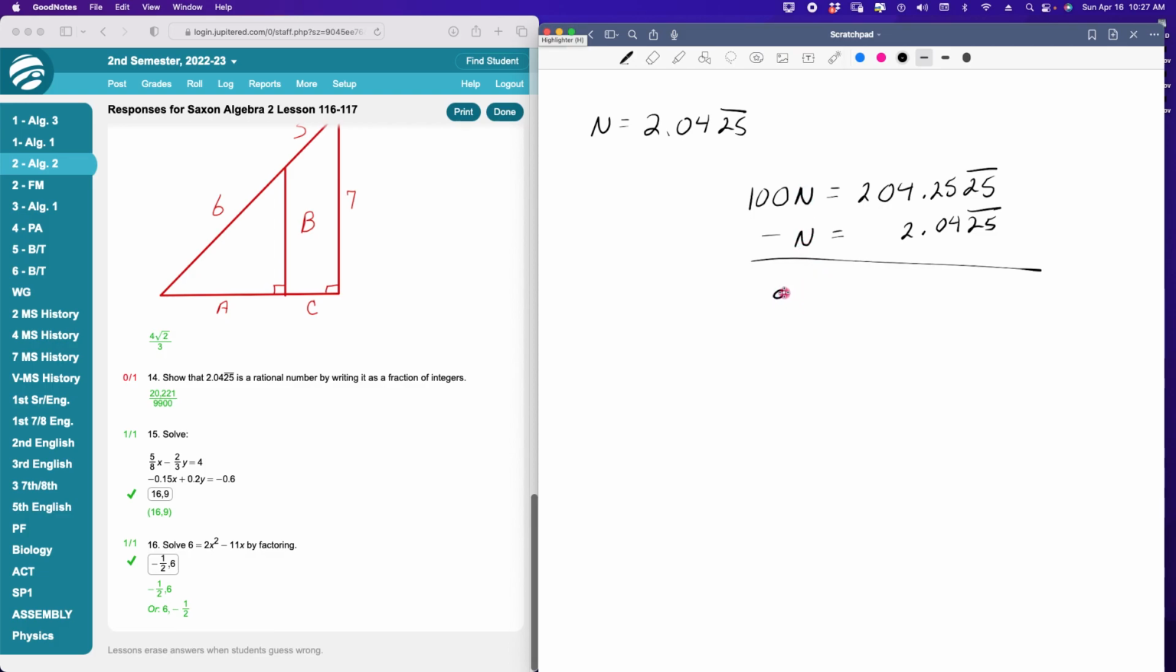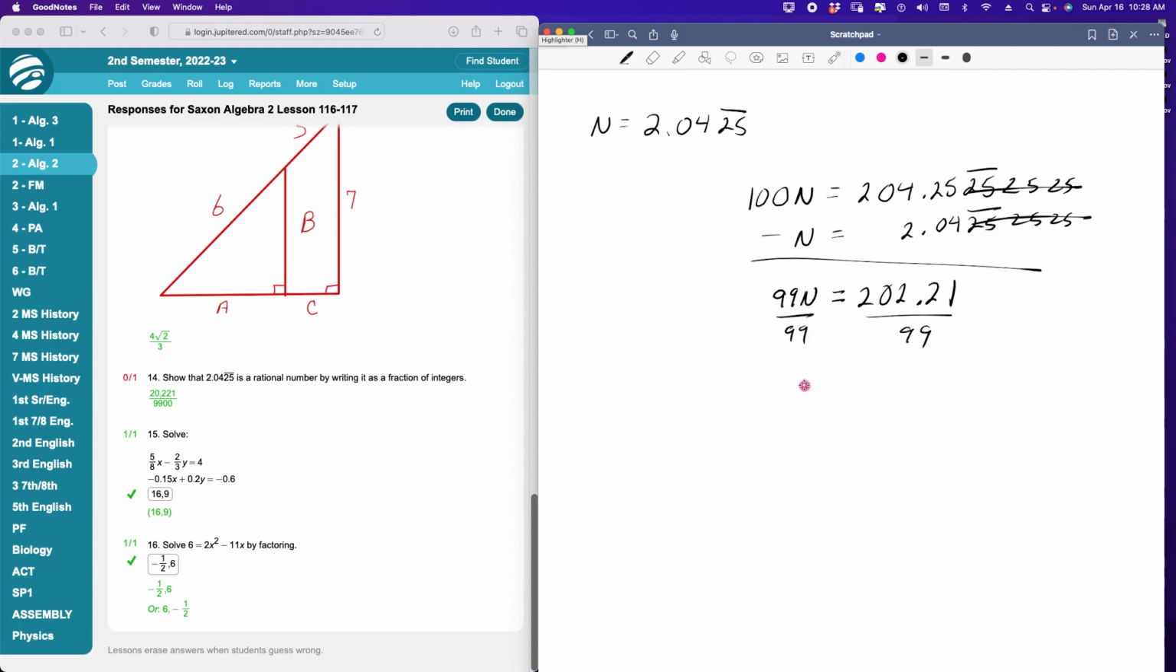So when we subtract here, we get 99 times n is equal to these. If we were to continue to write the repeating part, it would be like this. Right? So the 5s would be on top of each other, the 2s would be on top of each other, the 5s, the 2s. So because the repeating decimals line up exactly, they go away. They cancel each other out. So the only subtraction we have to do is right here. So 5 minus 4 is 1, 2 minus 0 is 2, 4 minus 2 is 2, and then that would be 202.21, right?